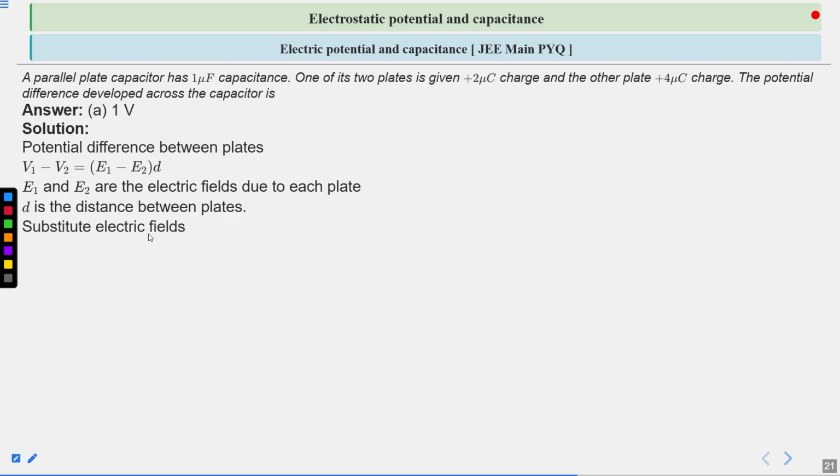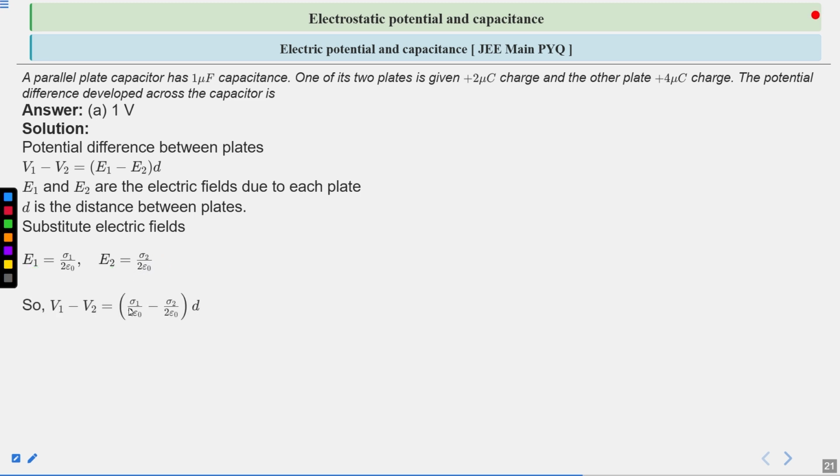Now substitute the electric fields. We know that the electric field due to a plane sheet is given by sigma by 2 epsilon naught. So E1 will be sigma 1 by 2 epsilon naught, where sigma 1 is the surface charge density of the first plate, and E2 is equal to sigma 2 by 2 epsilon naught. Sigma 2 is the surface charge density of the second plate, which is at lower potential, having less positive charge.